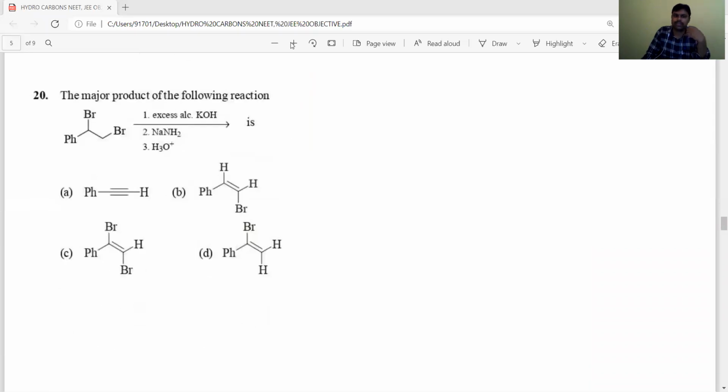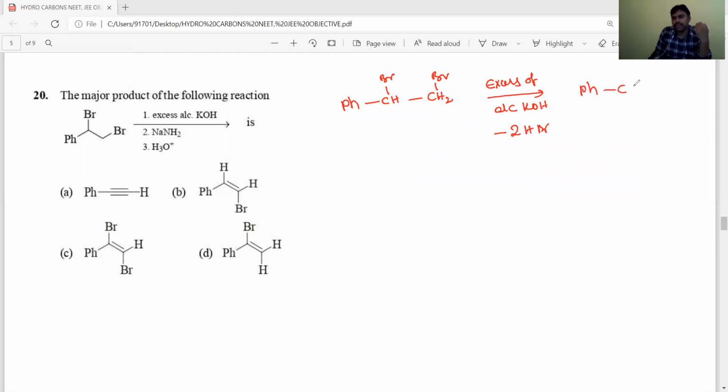Let's see the 20th question, dear students, which is very important. Now, excess of alcoholic KOH. Ph means phenyl ring, C6H5, then CHBr bond, CH2Br. Now what we are doing is treating with excess alcoholic KOH. Alcoholic KOH acts as a base. Two times dehydrohalogenation takes place. Then it produces Ph-C triple bond CH, which is treated with sodium amide, NaNH2. Then it acts as a base.